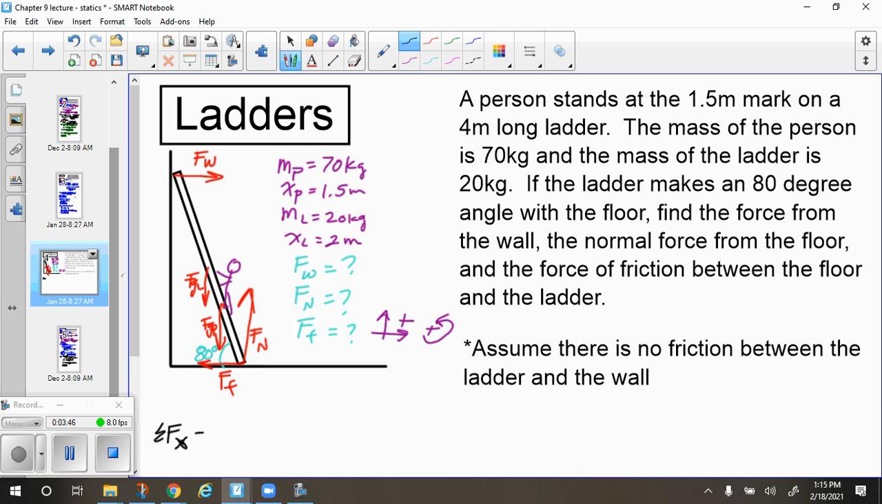So sum of the forces in the x, we have the force of the wall acting to the right, and then the force of friction acting to the left. So I'm going to subtract force of friction. Now, if I wrote this with vectors, I would add the 2, and then I would plug in a negative number for friction. But since I've already subtracted it here, I'm going to have a positive number there for friction. Then I have sum of my forces in the y direction equals the normal force acting up. And then we have the force of gravity of the ladder and the force of gravity of the person acting down. So I'm going to subtract both of those. Force of gravity of the ladder, force of gravity of the person.